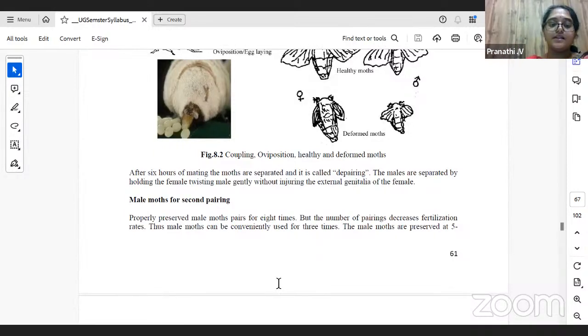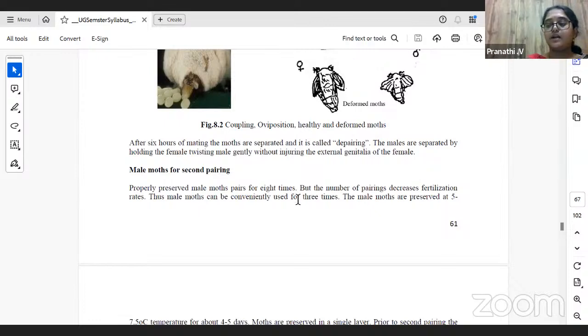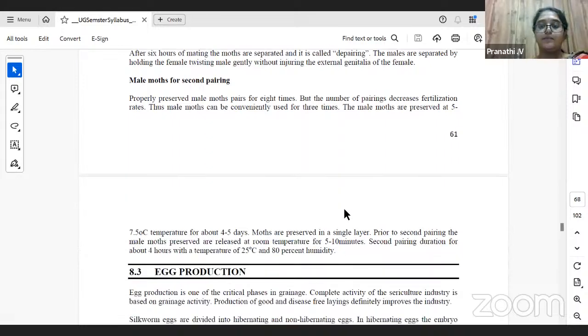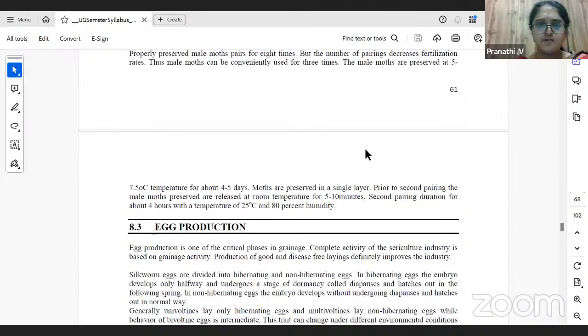Now, for the second pairing, you have already preserved certain male moths at 5 degrees Celsius. Properly preserved male moths can pair up to 8 times, but the number of pairings decreases the fertilization rates. Thus, male moths will be conveniently used only 3 times. They are preserved at 5 to 7.5 degrees Celsius for only about 4 to 5 days. Moths preserved in a single layer prior to the second pairing are released at room temperature for around 5 to 10 minutes.